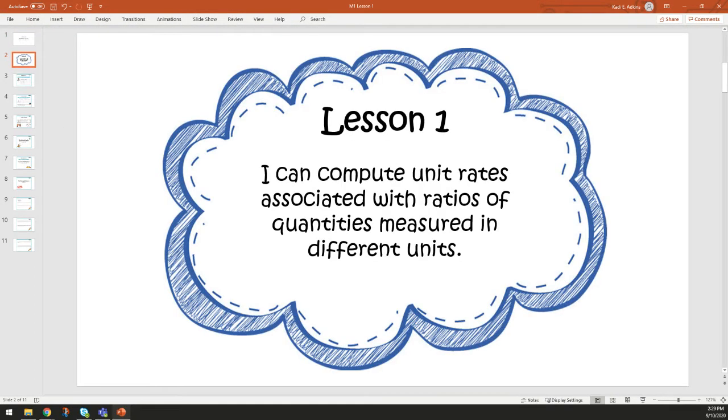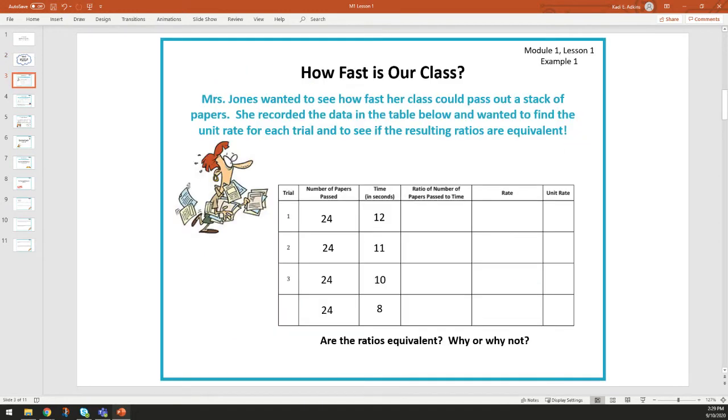Today our objective is we can compute unit rates associated with ratios of quantities measured in different units. Basically what that means is we can find equivalent ratios measured in different units. So one ratio, simplifying it or enlarging it to another ratio that would be equivalent, okay?